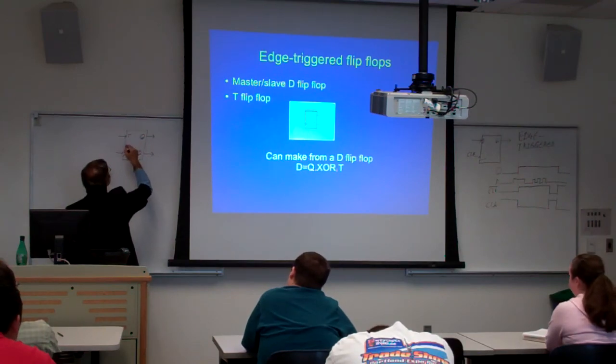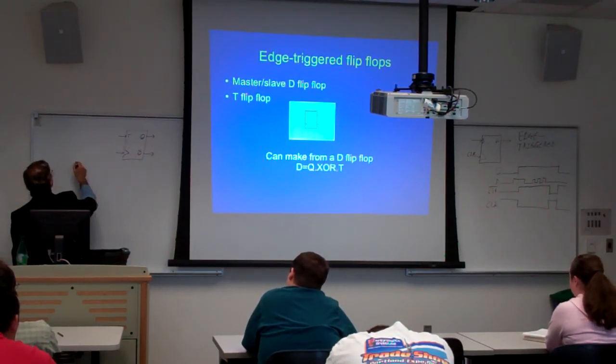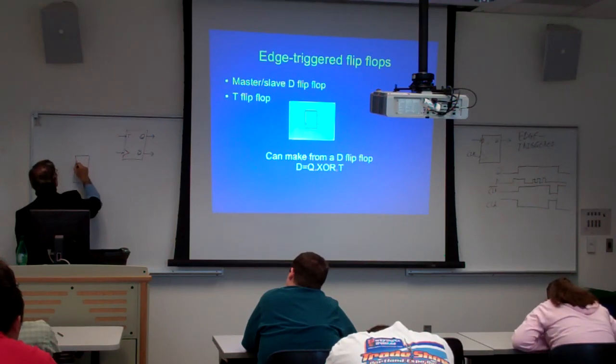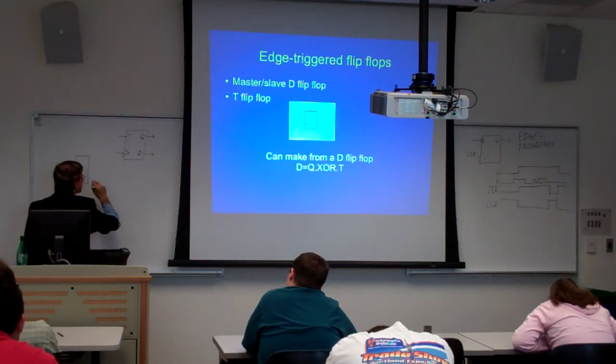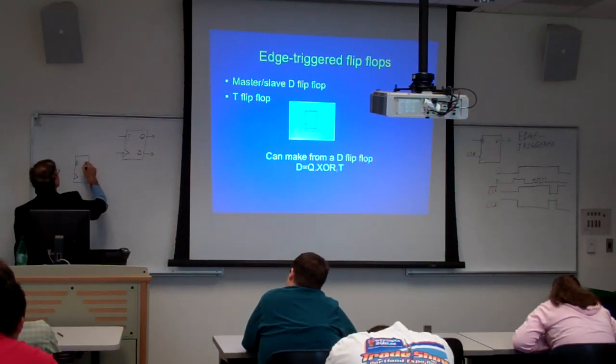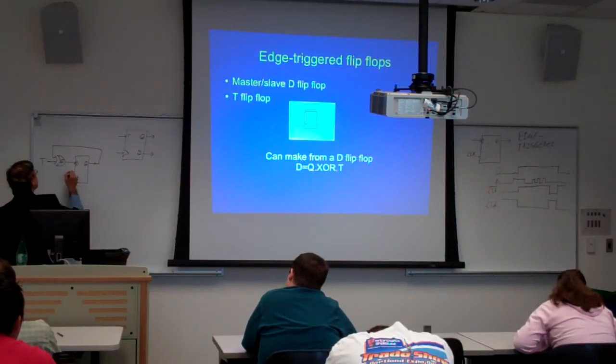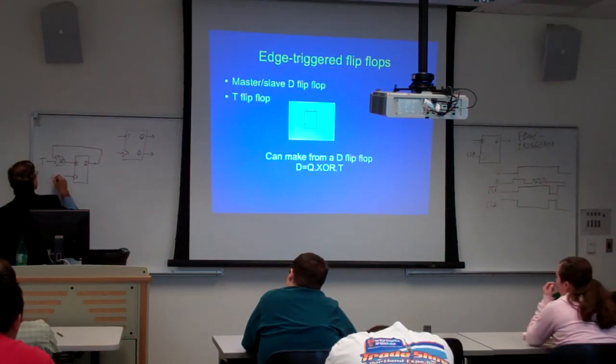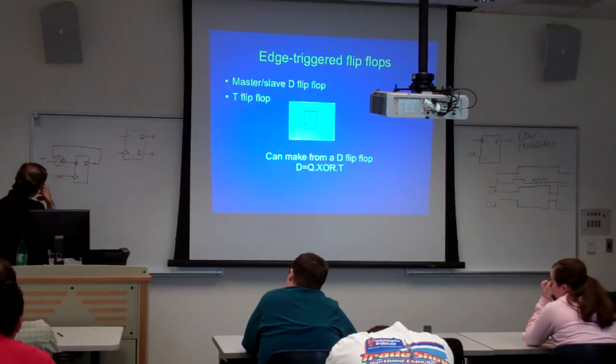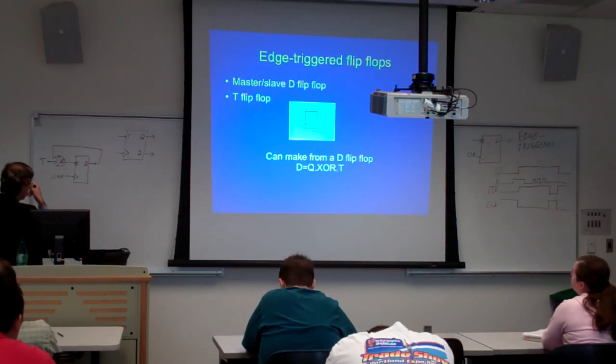And if you use a D flip-flop, so this is a master-slave edge-triggered D flip-flop. You take the output, and you do an exclusive OR with a toggle line, just an input called T. Feed that into your D. This is your clock. What does this circuit do?